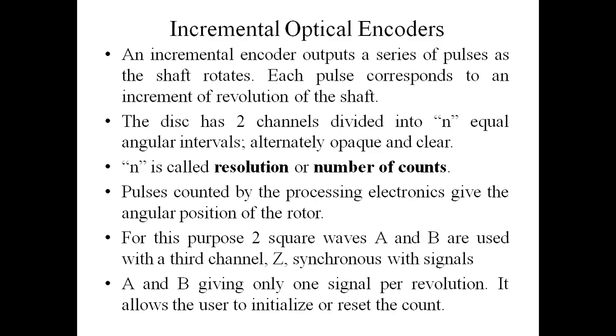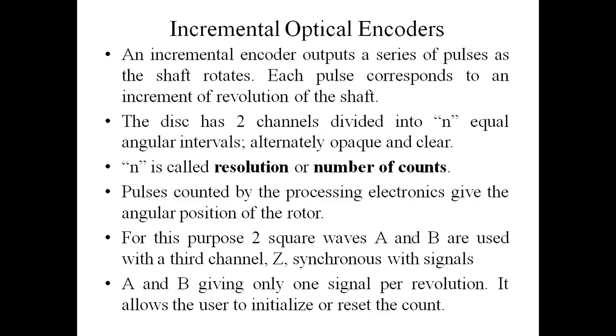Incremental optical encoders. An incremental encoder's output contains a series of pulses when the shaft rotates, and each pulse corresponds to an increment of revolution of the shaft. The disk has two channels which are divided into n equal angular intervals, alternately opaque and clear. The n is called the resolution or number of counts. The pulses are counted by the processing electronics, which give the angular position of the rotor. For this purpose, we often need two square waves A and B, or use them with a third channel Z, which is synchronous with the signals.